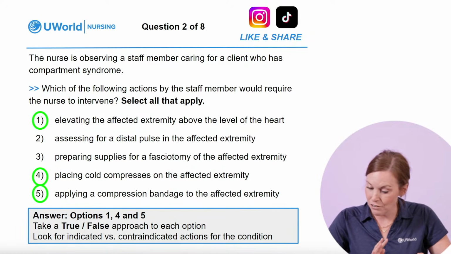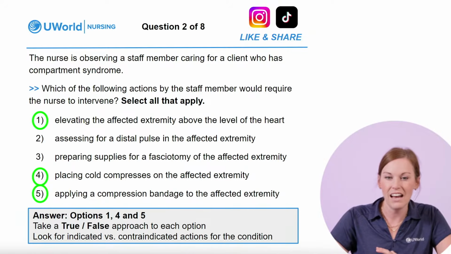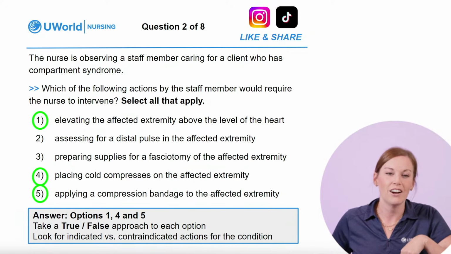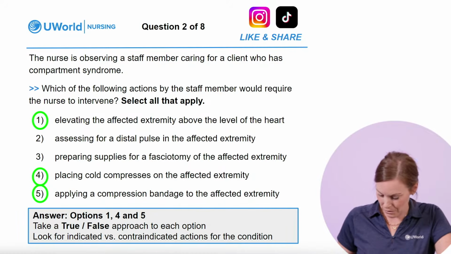So you guys did really good on that one. Well done, you guys. Again, our correct answers, the things we need to intervene on, are options 1, 4, and 5. Good work.